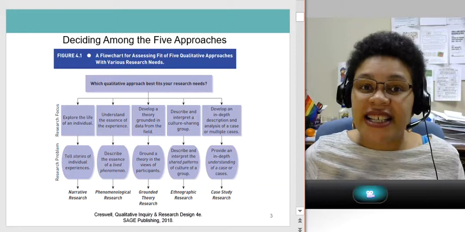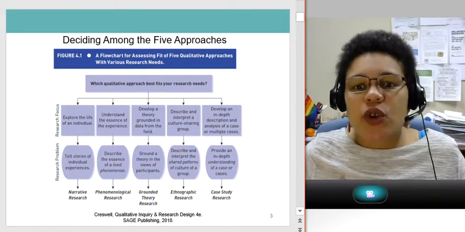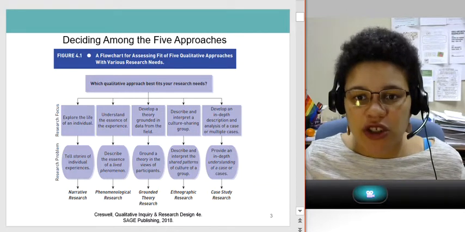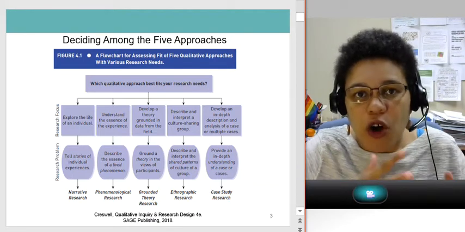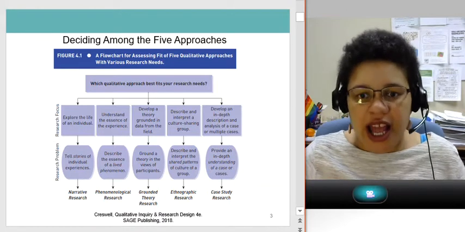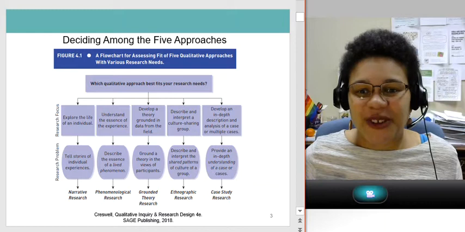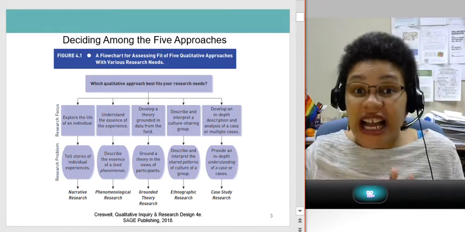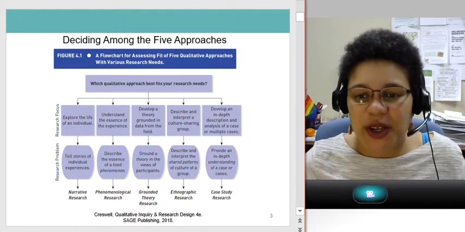And the last one we're going to study actually comes from anthropology. If you want to describe and interpret a culture sharing group, a group that has the same culture, and you want to describe patterns of culture within that group, okay, shared patterns, then you do ethnographic research, which comes to us from anthropology, right? There's also case study research, which we're not going to talk about, but that's also quite common in education as well.